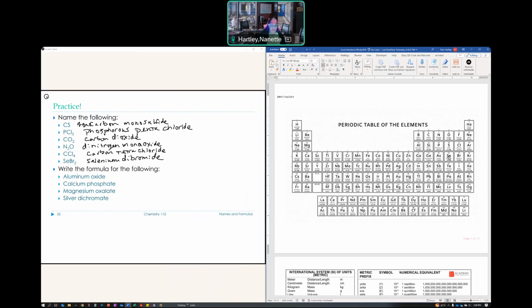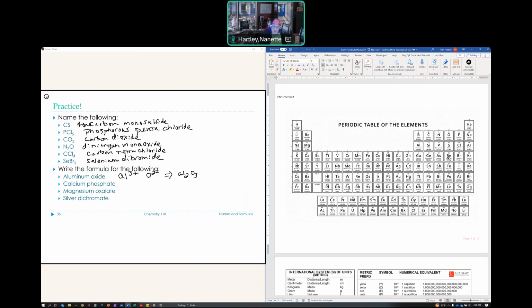Okay? I'm going to write the formula for the following. Now, aluminum, again, is a metal. Oxygen is a non-metal. So we're actually not talking about one of these covalent compounds here. Aluminum is a metal. It has a 3+ charge. Oxygen is a non-metal. It has a 2- charge. So that becomes Al2O3.